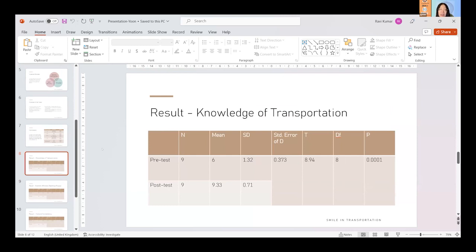So with the 9 participants, their knowledge of transportation, as you can see from the mean value, the pre-test shows 6, but then the post-test shows 9.3. So that means their knowledge improved. And next.